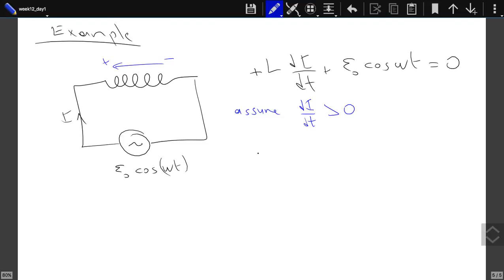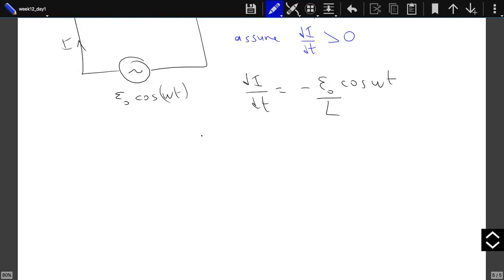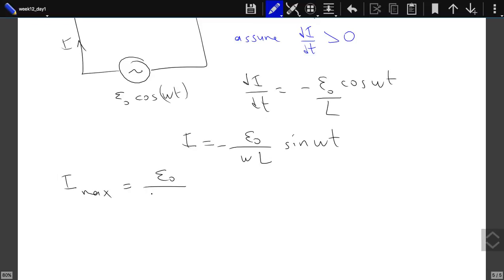So dI by dt will be equal to minus epsilon 0 cosine omega t over L. Or if you just integrate it over time, I will be epsilon 0 over omega L sine omega t. I max is equal to epsilon 0 over omega L, which we define as epsilon 0 over XL, and XL is just omega L, this is what we call the inductive impedance.